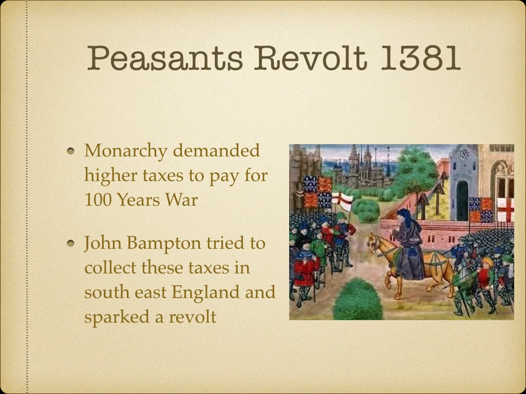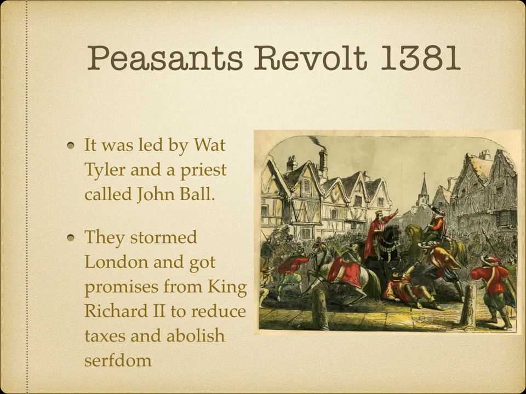And an official called John Bampton arrived down in the southeast of England to collect some of these unpaid taxes that people thought were unfair, and he ended up sparking a revolt. The revolt was led by Wat Tyler and a priest called John Ball. They stormed London, and they got promises or concessions from King Richard II to reduce this taxation and also to abolish this thing of serfdom where people could be owned by the lords.